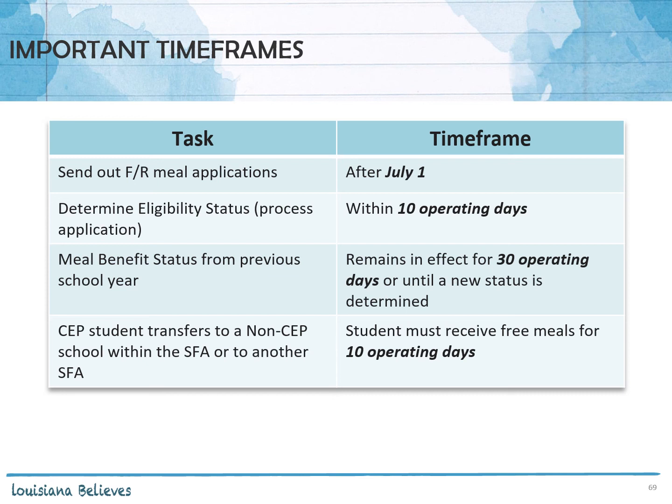Meal benefit status from the previous school year remains in effect for 30 operating days or until a new status is determined. CEP students who transfer to a non-CEP school within the same or a different SFA must receive free meal benefits for 10 operating days.